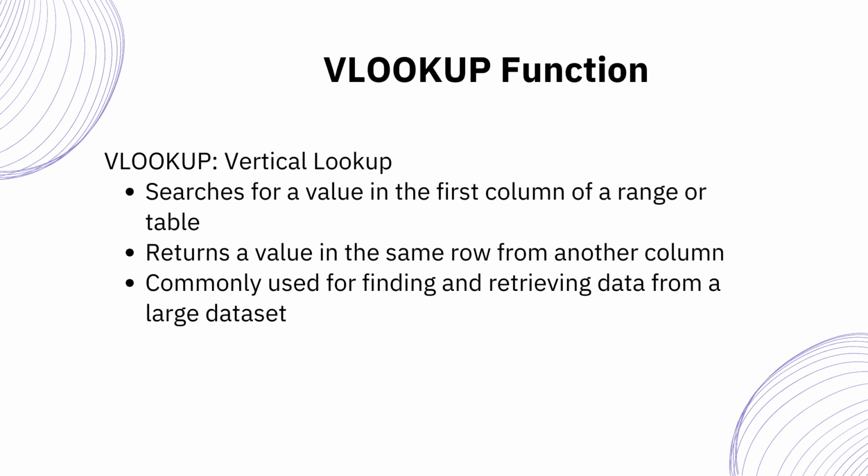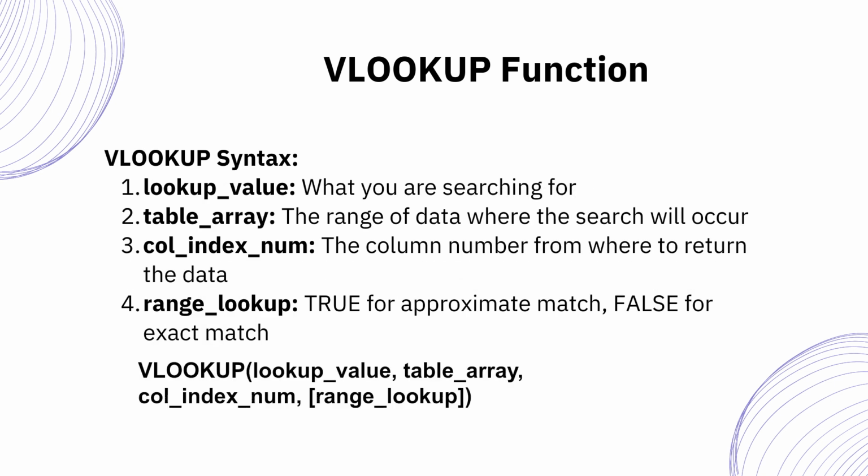This function is used to search for a value in the first column of a table and return a value in the same row from another column. The syntax for VLOOKUP is as follows. Where lookup_value is the value to search for. Table_array is the range of data to search in. Col_index_number is the column number from which to return the result. Range_lookup is TRUE for approximate matches, FALSE for exact matches.